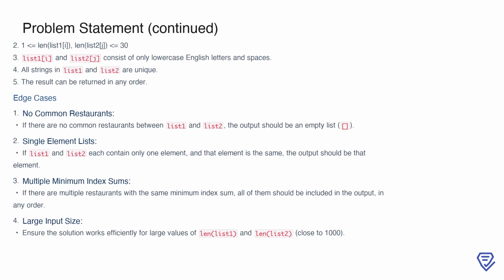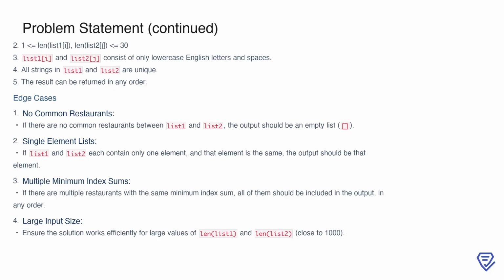To wrap up, let's review some key constraints and edge cases. First, the lengths of list 1 and list 2 can range from 1 to 1000, and each restaurant name can be up to 30 characters long, containing only lowercase English letters and spaces. All strings in the lists are unique. For edge cases, if there are no common restaurants between the two lists, the output should be an empty list. If the lists each contain only one element and that element is the same, the output will simply be that element. Lastly, in cases where multiple restaurants share the same minimum index sum, all of them should be included in the output, regardless of order.